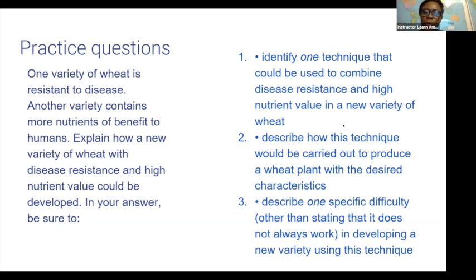I might have answered all 3 questions at once. Let me see. Describe how this technique will be carried out. I think I did. So removing that trait and placing it in. How about the third one? Did I answer that? Describe one specific difference other than stating that it does not work always. So one difference in developing a new variation, using difficulty, not difference. So a difficulty could be that you could create something that would become a problem and we can't get rid of it. Or it may not work.